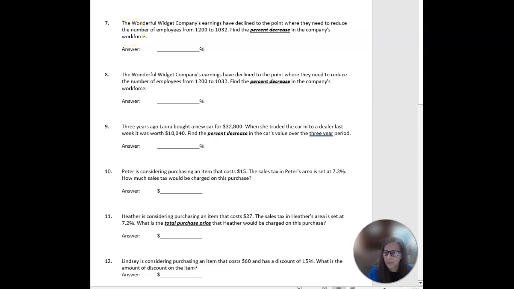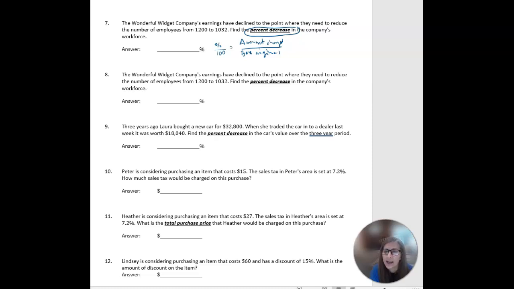The Wonderful Widget Company's earnings have declined. Okay, so their profit is going down, where they need to reduce the number of employees from 1,200 to 1,032. Find the percent decrease. Okay, when you hear the word percent increase or percent decrease, you know you have to find the amount that it has changed. So we're going to put our percent over 100. We're going to put the amount changed on the top, and then we're going to put our base or our original in the denominator. Now, you have to be careful here again.